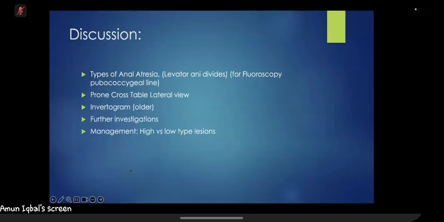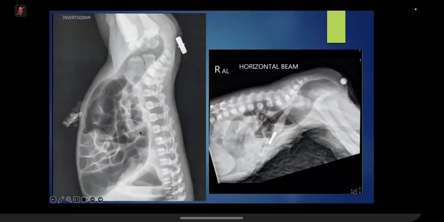And then again, it is important that you tell them the additional findings if there are any. So this is the old invertogram, in which they just put the baby upside down and put a skin marker at the dimple where they suspect there is a possible anal opening. And then we measure the distance from that skin marker. If the bowel gas going to the lower part of the pelvis reaches more than 2 centimeters from that skin dimple, that means it's a low type of anal atresia, but falling short of that 2 centimeters means it's a high type of anal atresia.